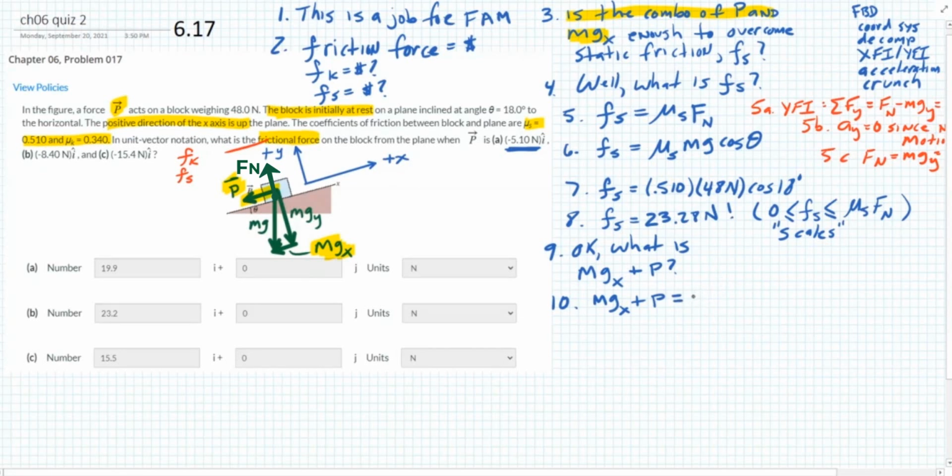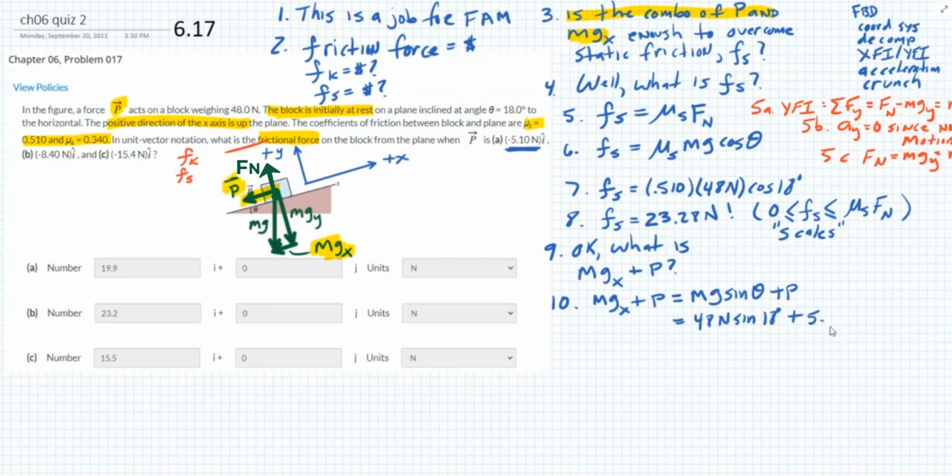Static friction is trying to counteract those. So here's mgx. Mgx is mg sine theta plus p. So let's just keep going with that. This equals mg, 48 newtons, times sine of 18 degrees plus p, and p for part A is 5.1 newtons.